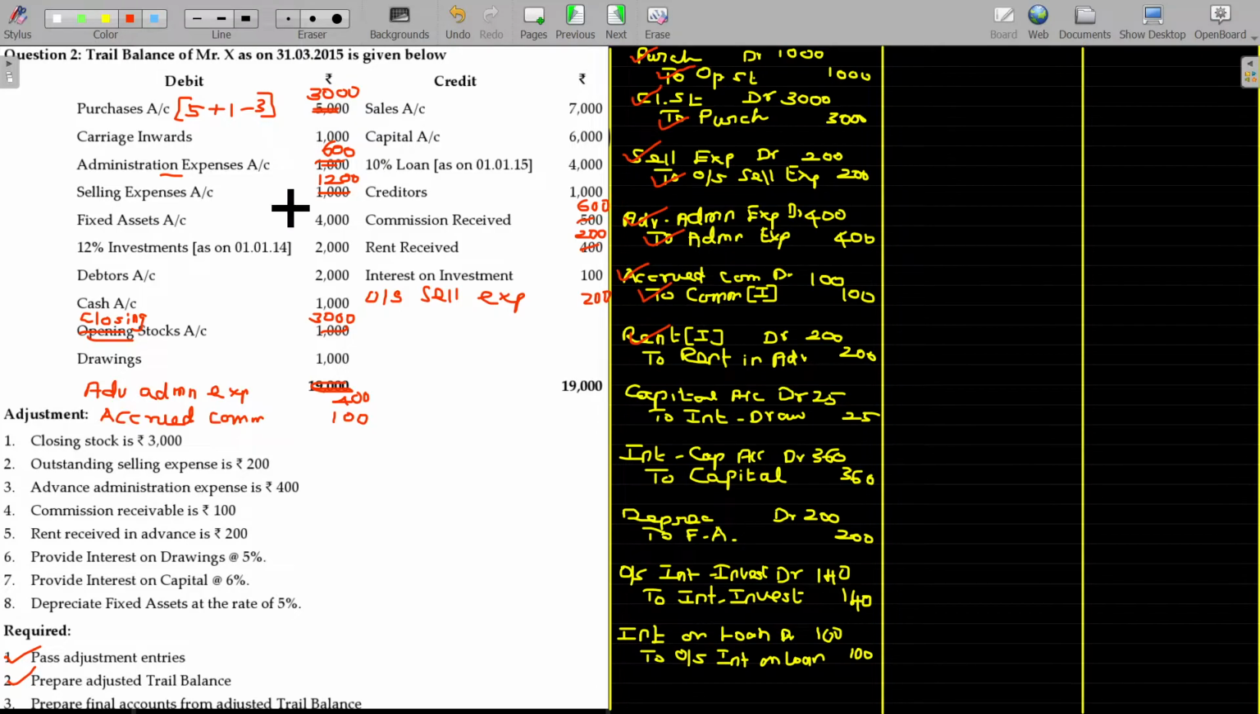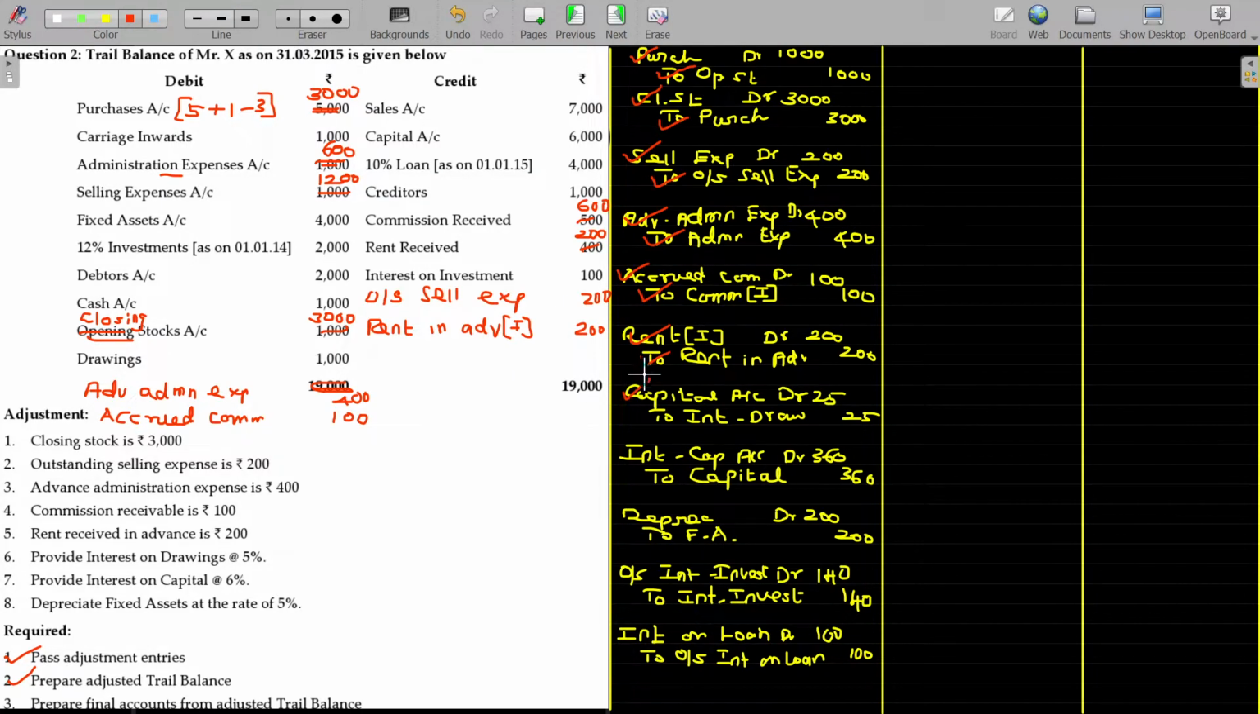Now, rent in advance, a new account. Now we have to post that in which side? Credit side. Rent in advance, accrued income, right? 200 rupees should be in the liability side or credit side.